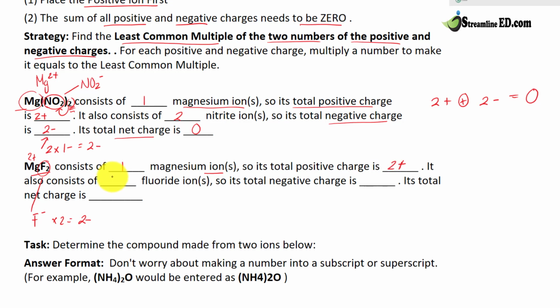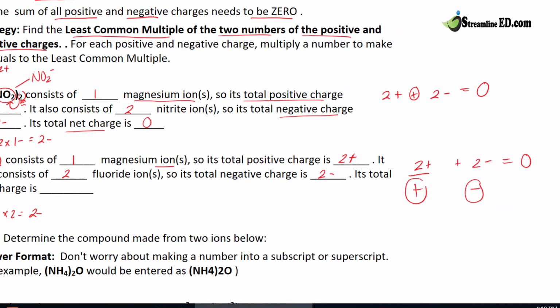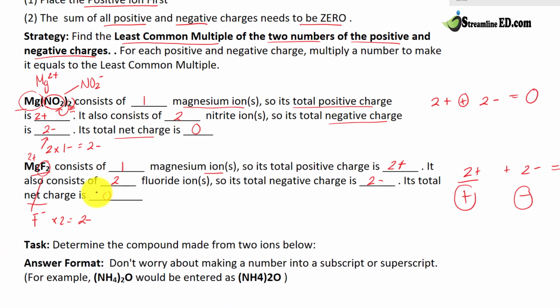Then it also consists of 2 fluoride ions. In this case, the total negative is 2-. And the same thing again, we have 2+ plus 2-. The sum of the positive and the negative is equal to 0. Hence, the net charge is 0.